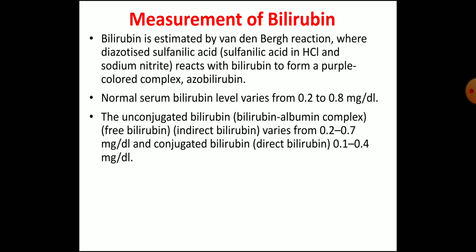Now we have told that Vandenberg reaction is the test by which we can measure the bilirubin. It is bilirubin estimated by the Vandenberg reaction, where the diazotised sulfanilic acid reacts with the bilirubin to form a purple colored complex called the azobilirubin. That is the principle of the test. The intensity of the purple color will be directly proportional to the amount of bilirubin. So normal serum bilirubin is 0.2 to 0.8, unconjugated 0.2 to 0.7, and conjugated 0.1 to 0.4 milligram per deciliter.